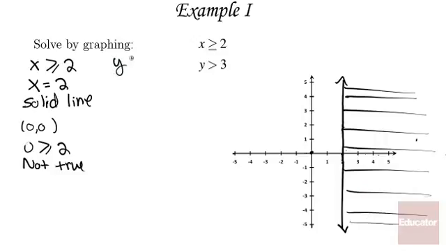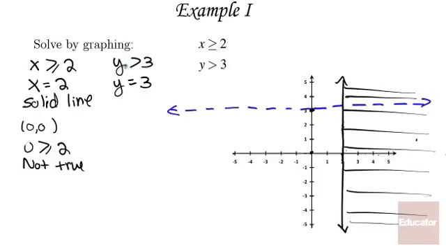Second inequality, y is greater than 3, has a corresponding linear equation of y equals 3. So if y equals 3, that's going to be a horizontal line right here. And it's a strict inequality, so I'm going to make that a dashed line. Making that a different color so it shows up. So this blue line is at y equals 3.